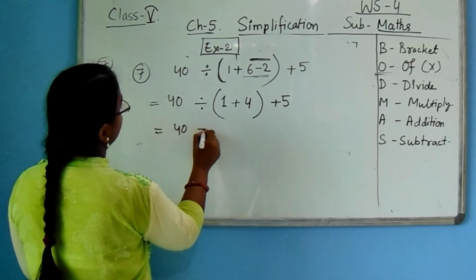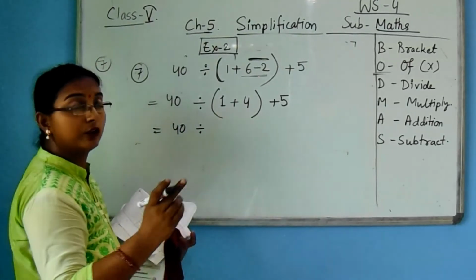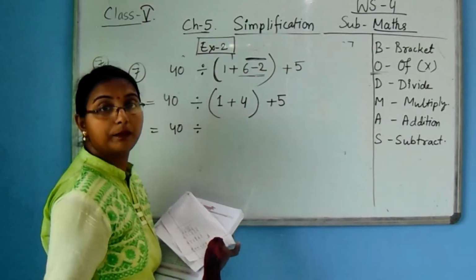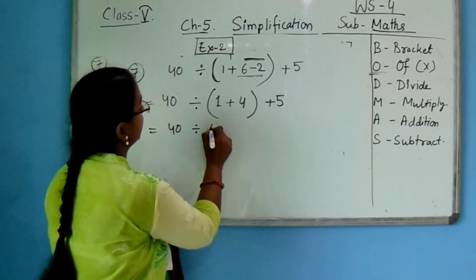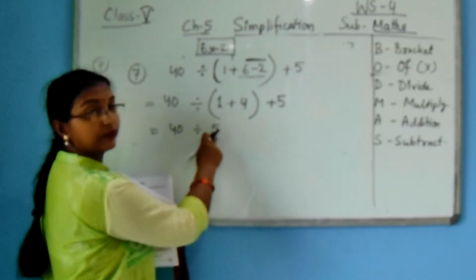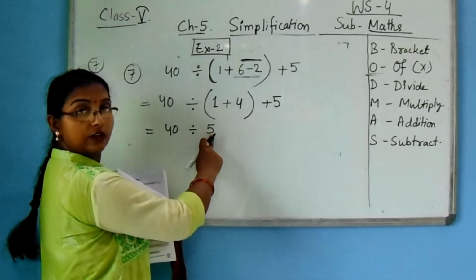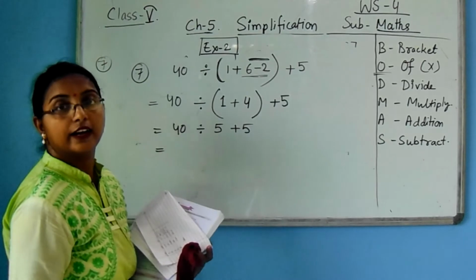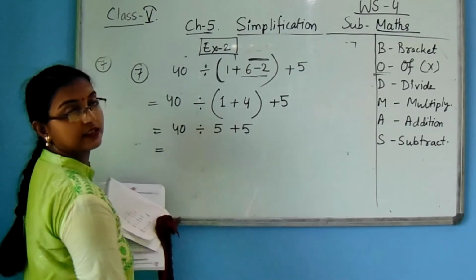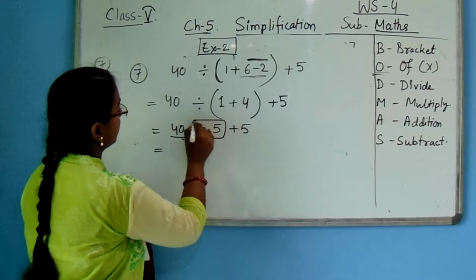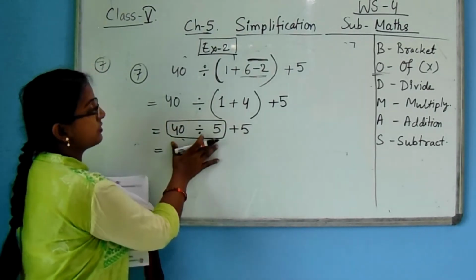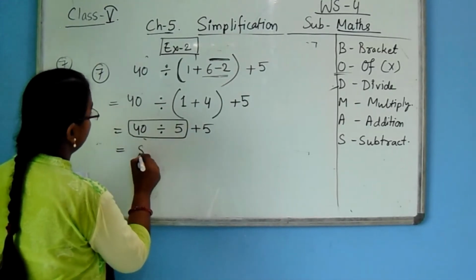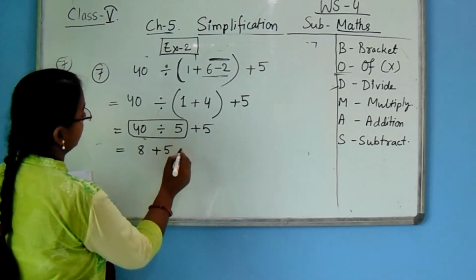Now 40 divided by, now we will do the process of summation in the middle bracket. This will imply plus 4, 5. 1 plus 4 gives 5 and also plus 5. Now at first the division process. Here 40 divided by 5. It is a division process and we will do division first of all. That means it gives 8 and plus 5.